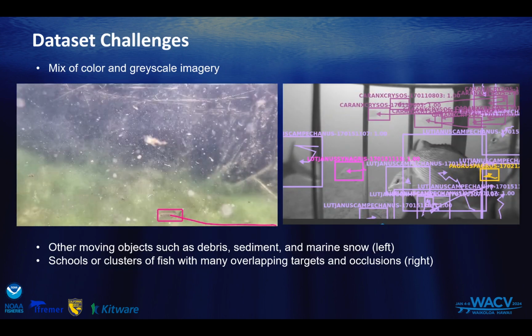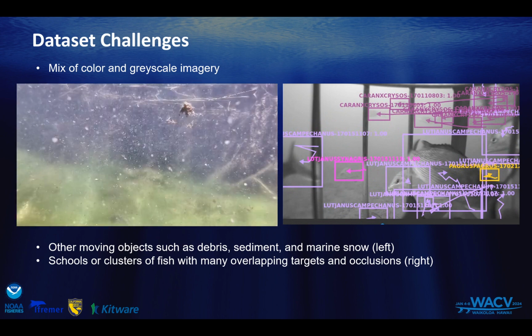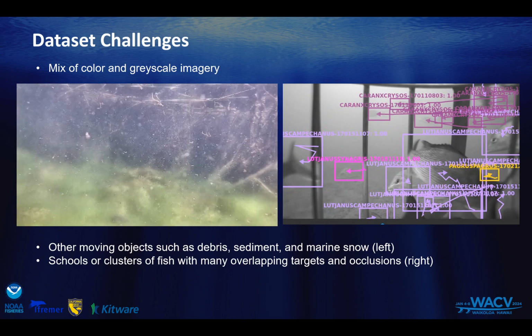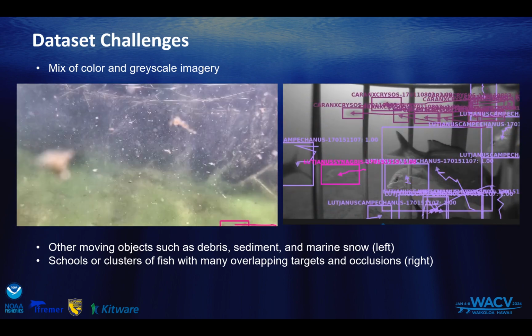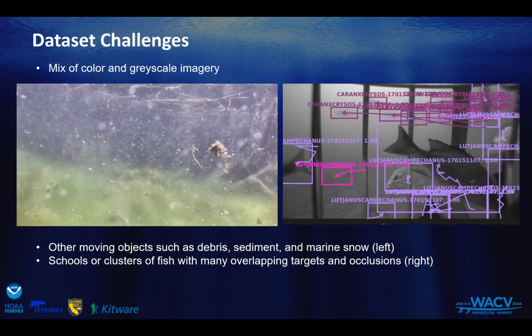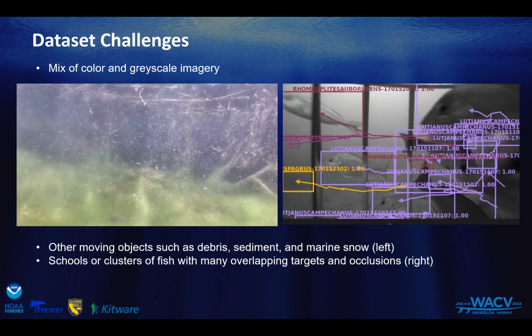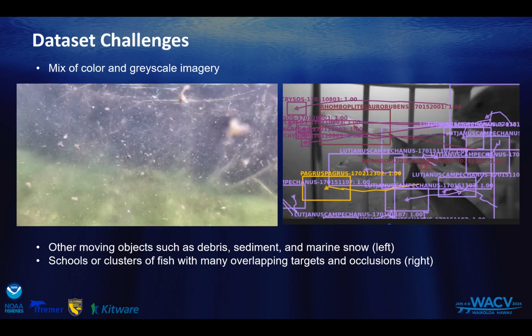From the computer vision perspective, there's a number of challenges in these datasets. On the left, you can see a number of particulates in the water, such as debris, sediments, and marine snow. On the right, you can see a school of fish coming across the camera, creating a very, very high number of occlusions, overlapping targets, fish at multiple scales, and other issues.